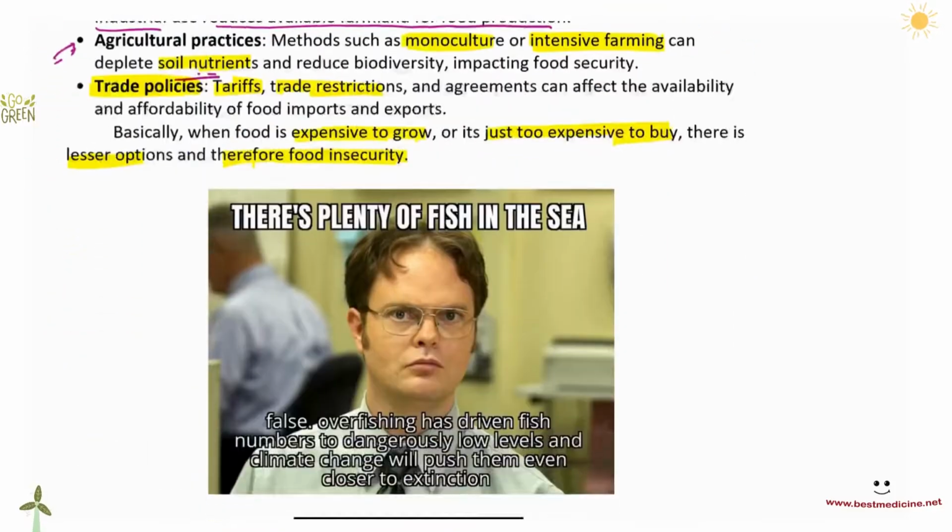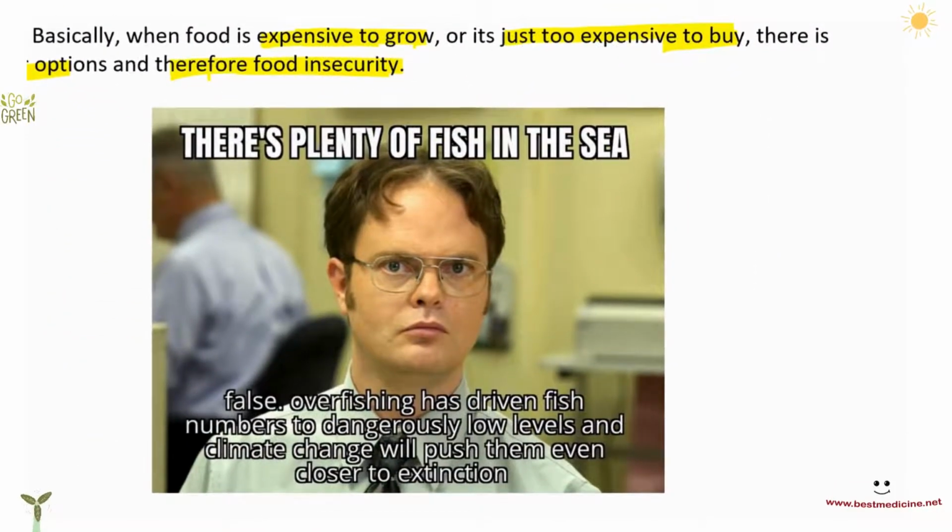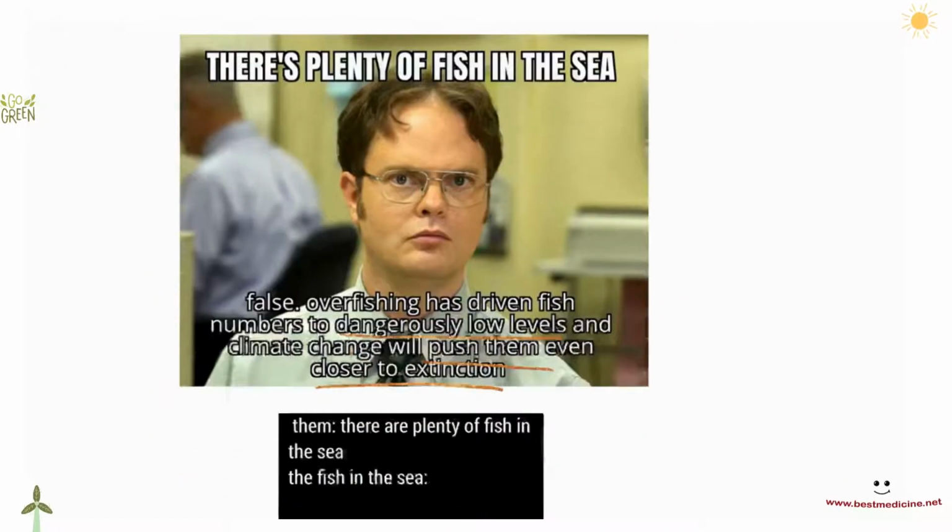So here's a meme. There's plenty of fish in the sea. False. Overfishing has driven fish numbers to dangerously low levels, and climate change will push them even closer to extinction. Okay? Not plenty of fish in the sea, okay?